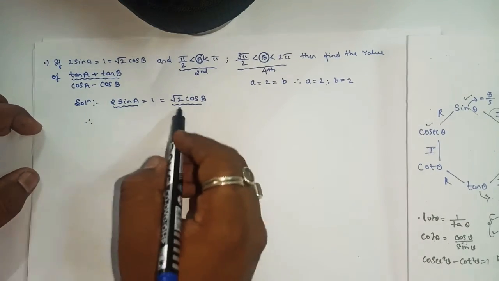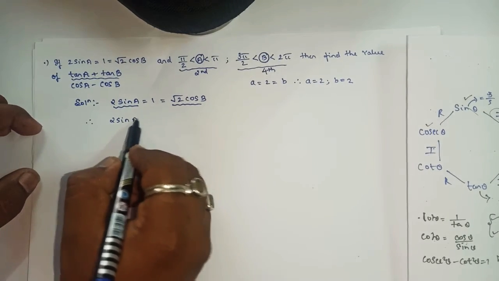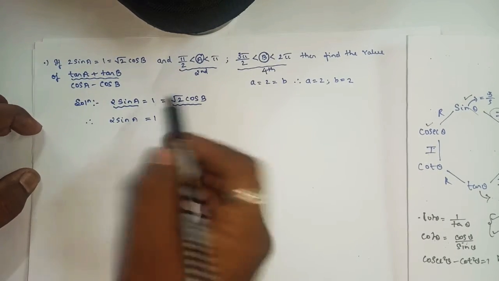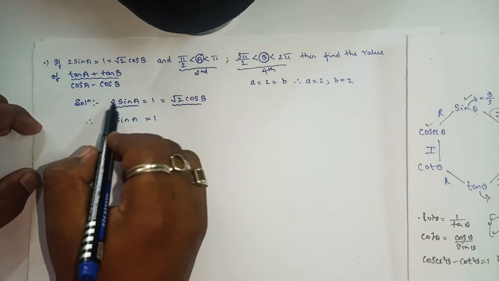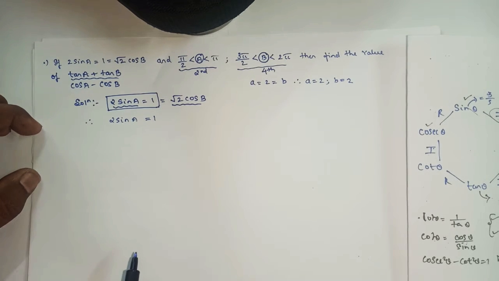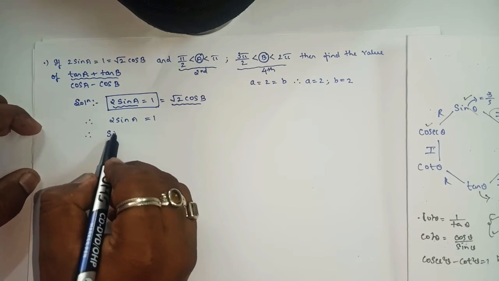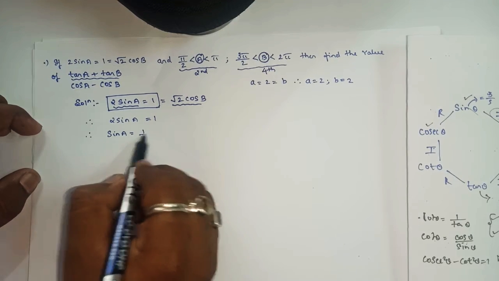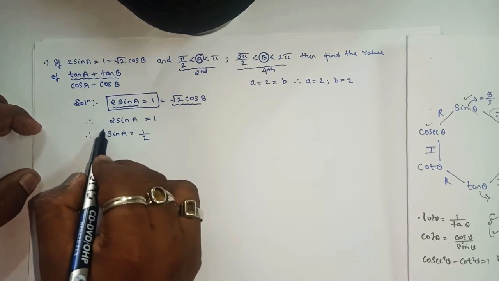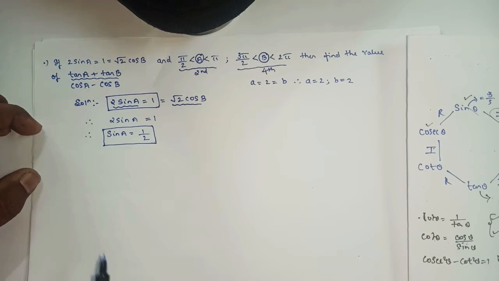Same thing here also we will do. 2 sine a is equal to 1 and root 2 cos b is equal to 1. So first we'll take this part. 2 sine a equals 1, so in the next step sine a will be equal to 1 by 2. So here we got one value of sine. Yes or no? So here we got sine a.